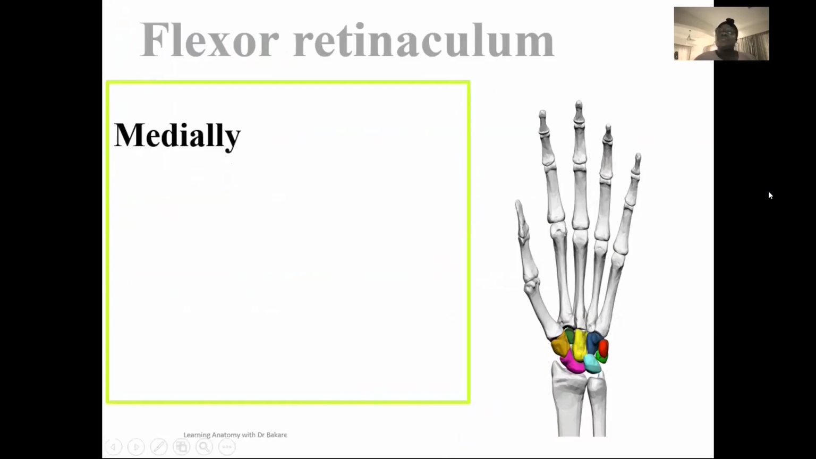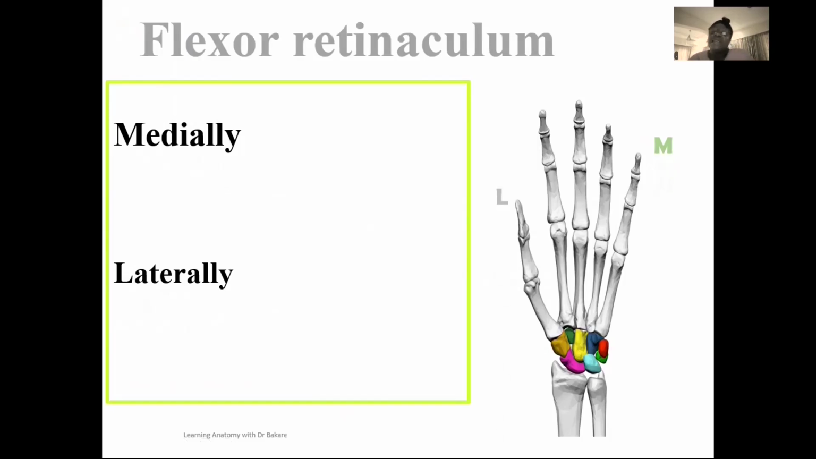Let's use this slide to describe the medial insertion point and also the lateral insertion point of the flexor retinaculum. Don't forget that it runs horizontally across the wrist. So there is a specific point on the medial side where it is inserted, and also on the lateral side. Let's first put this image in its correct anatomical position for easy understanding. This is the medial side of the hand, and this is the lateral side.